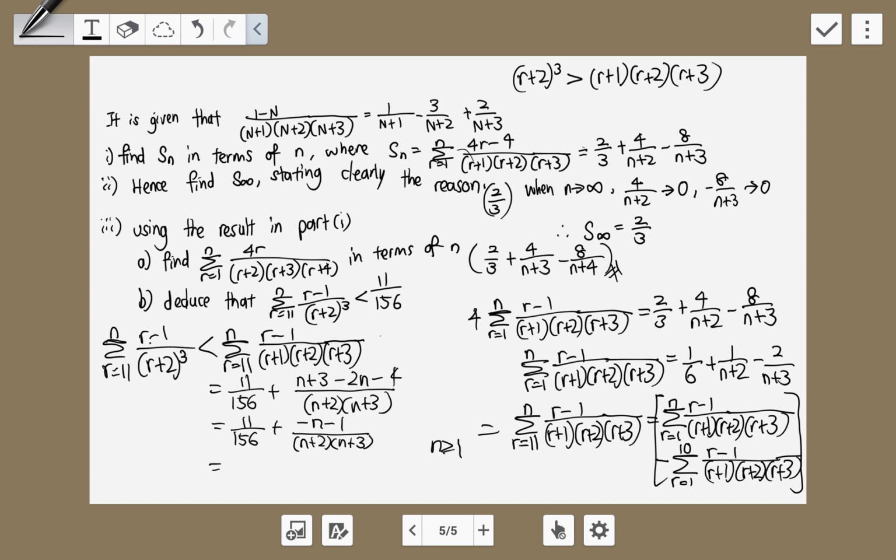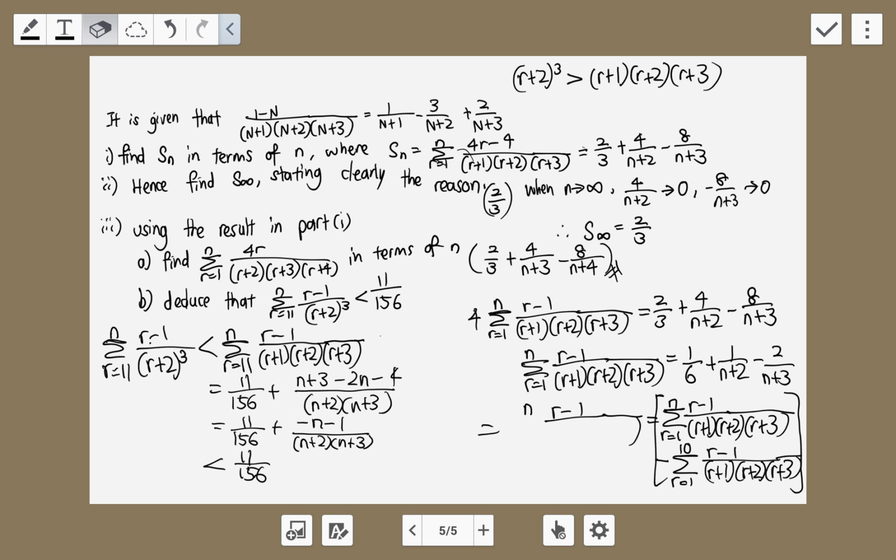That means this is 11 over 156 plus a negative number, which would be smaller than 11 over 156. So eventually we have proven that this thing is smaller than 11 over 156. So we have proven that. The only thing left to prove is that really this r plus 2 cubed is always greater than this. Okay, so we will set out to prove this part here.